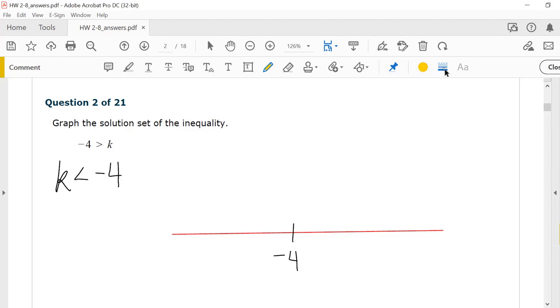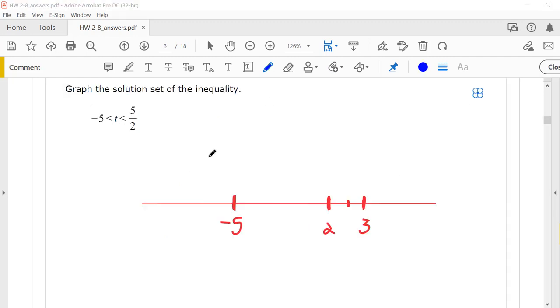I'm going to make it a little bit bigger. Since it's less than, it's going to be an open circle. And then I'm going to go to the left because it's less than. K less than -4. You might also graph it with a parenthesis at -4 and then to the left.